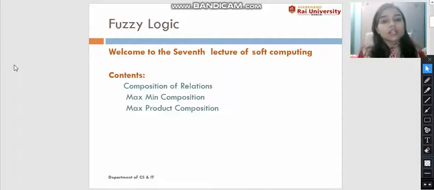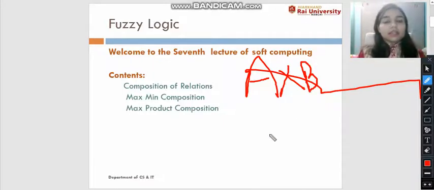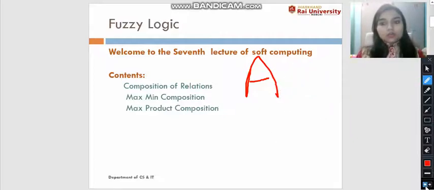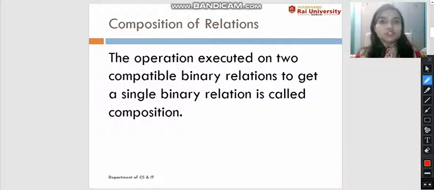relation of the crisp relation can be found using a Cartesian product, which is represented as A cross B, such that it contains ordered pair elements where the first element belongs to the set A and the second element belongs to the set B. So today we will learn what we mean by the composition of relation and ways to find it. So let's first get to know what the composition of relation means.